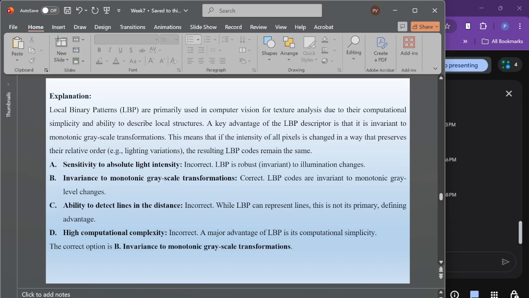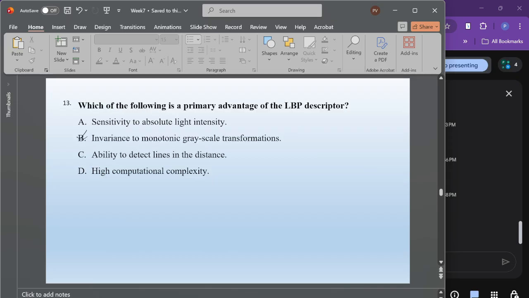And option C, ability to detect lines in a distance, is also incorrect. While LBP can represent lines, this is not its primary defining advantage. Our next option, high computational complexity, is also incorrect. A major advantage of LBP is its computational simplicity. Right? The correct option is option B, invariance to monotonic grayscale transformation. This is the primary advantage of the LBP descriptor.